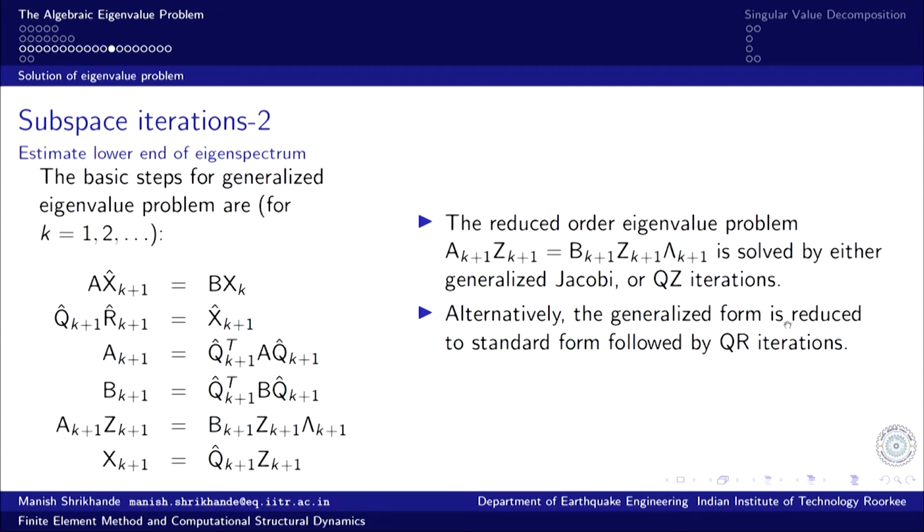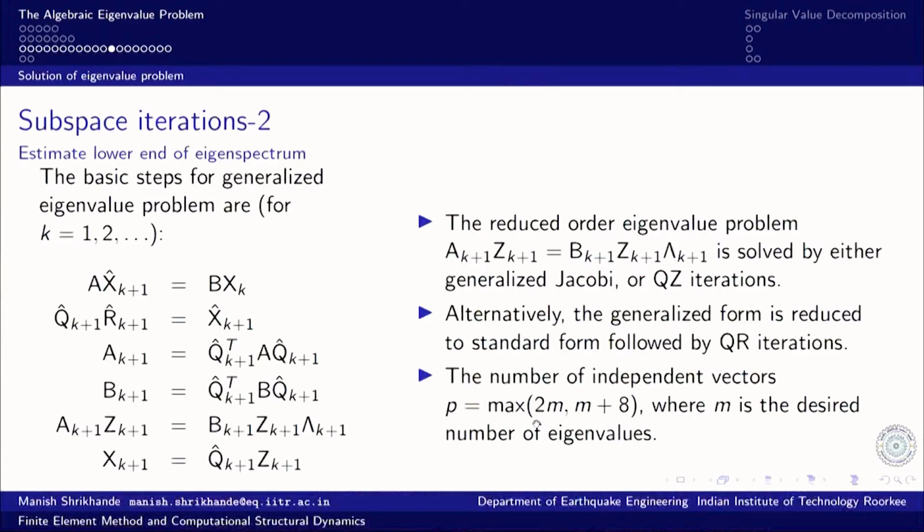Alternatively, the generalized form is reduced to a standard form, as we discussed earlier. Matrix B can be converted to Cholesky factorization LL transpose, and then the problem can be transformed into standard eigenvalue form, and then it can be solved by using QR iterations. The guidance of how many vectors we need to take is given by a maximum of 2m or m plus 8, where m is the number of desired eigenvalues.